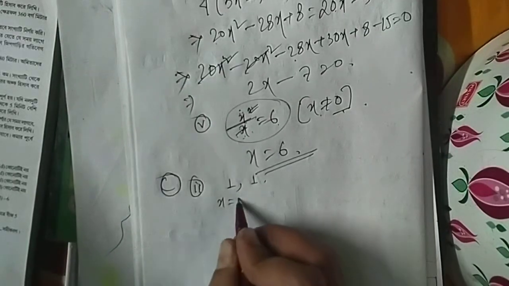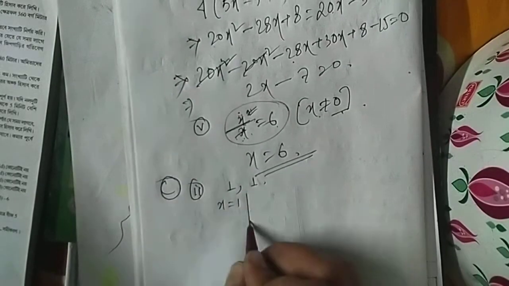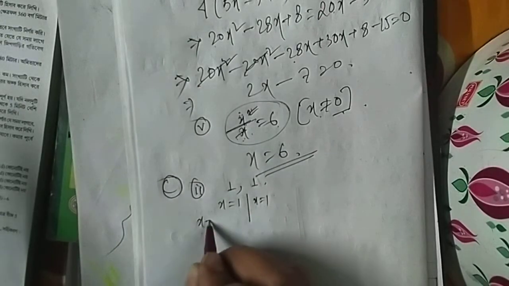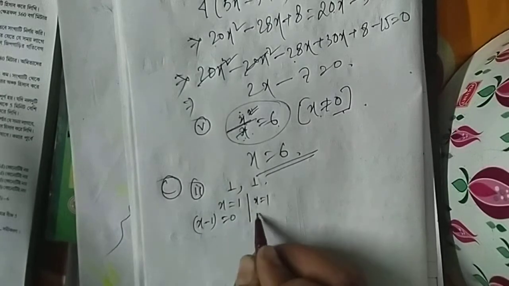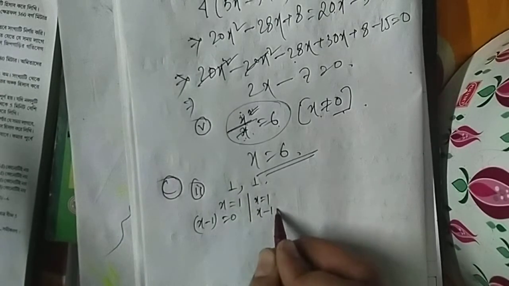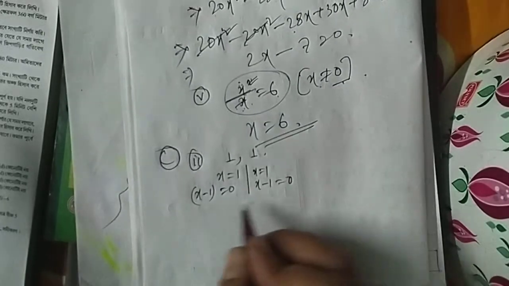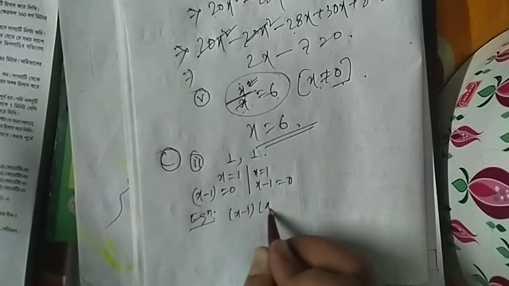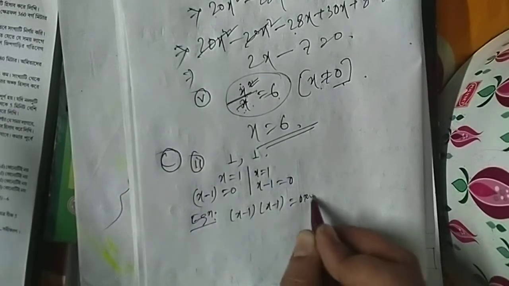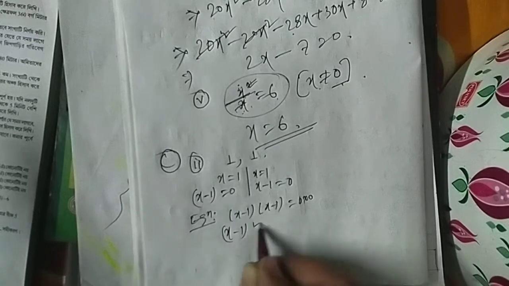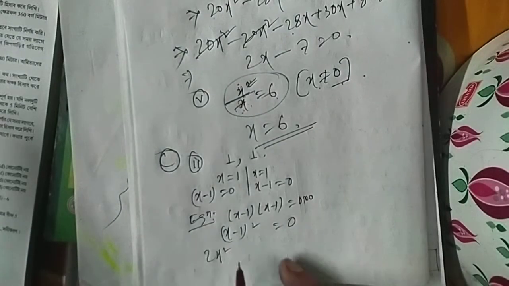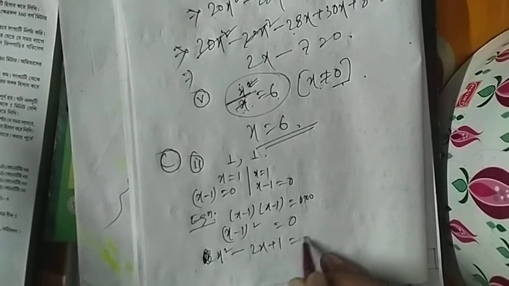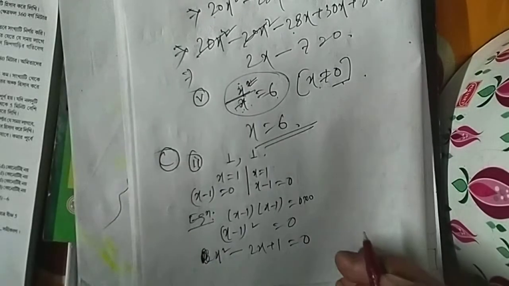That means root means value of x. So one value x equal to 1 and another value also x equal to 1. So if x equal to 1, then x minus 1 equal to 0. Here also x equal to 1, so x minus 1 equal to 0. Then the equation will be x minus 1 into x minus 1 equals 0 into 0, or x minus 1 whole square equals 0. So this is x square minus 2x plus 1 equal to 0. So this will be the quadratic equation.